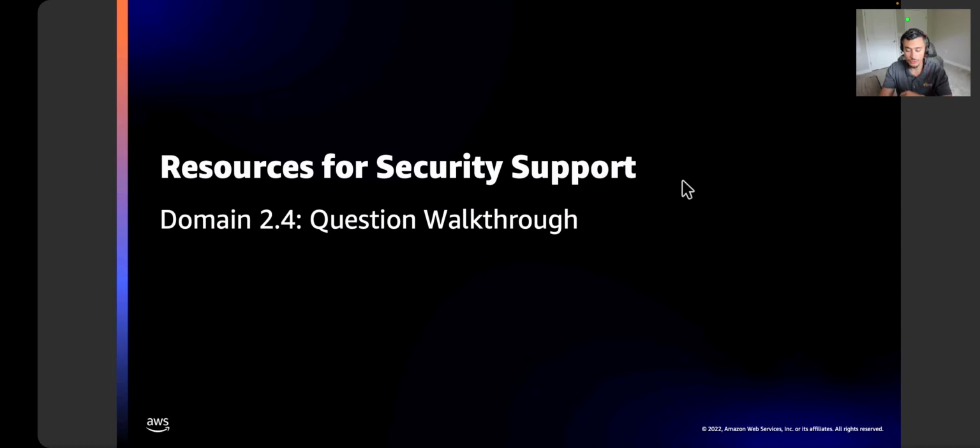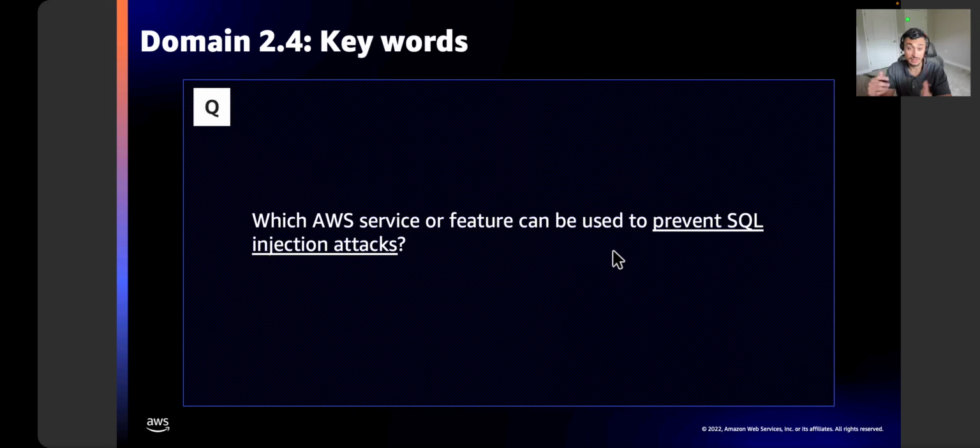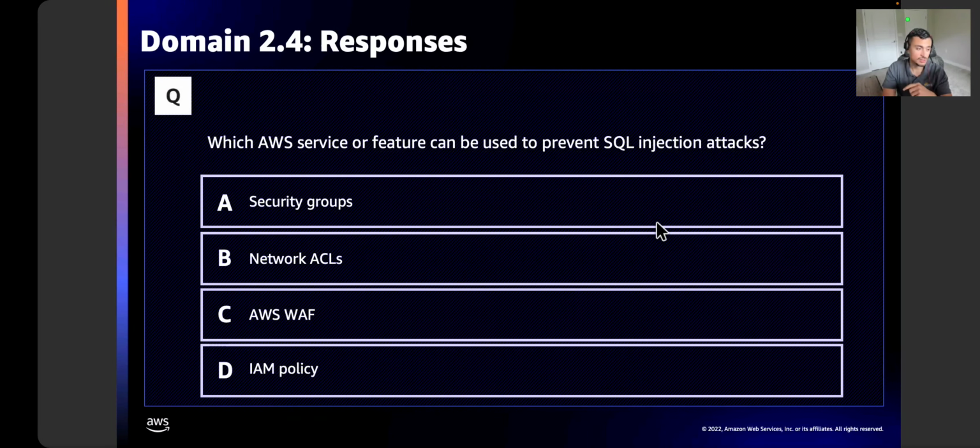So with that said, let's go through a question and then we'll take a break. Question 2.4 asks which AWS service or feature can be used to prevent SQL injection attacks. Again, read the stem, pull out those keywords, which are preventing SQL injection attacks, and then read through the responses and drop your answers in the chat.